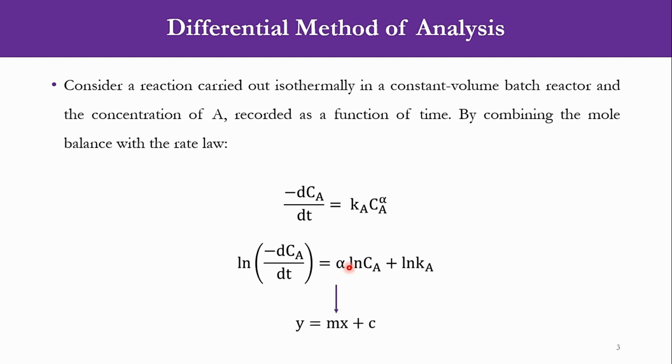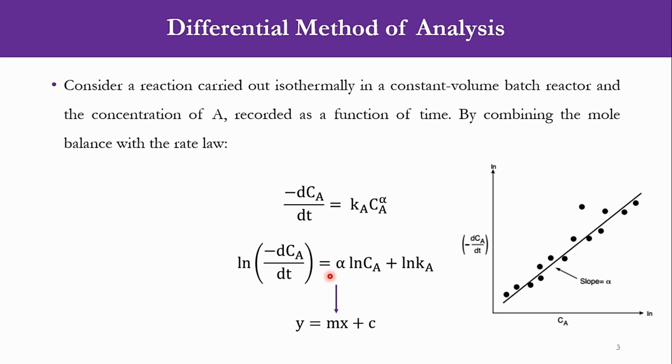It means that we have to draw a plot between natural log of CA and natural log of minus dCA over dt, and the slope of the line will be alpha, as you can see in this diagram as well, that we have drawn the plot between CA and minus dCA over dt, but we have taken the log plot. So accordingly, the slope of the line will be alpha, which is the reaction order.